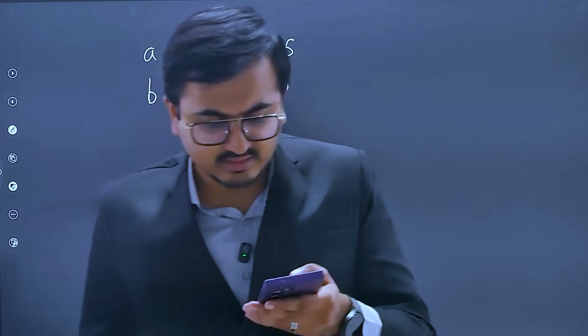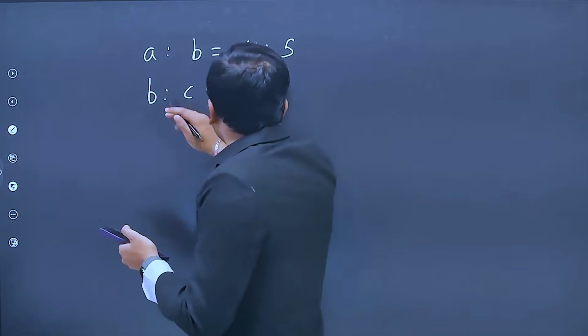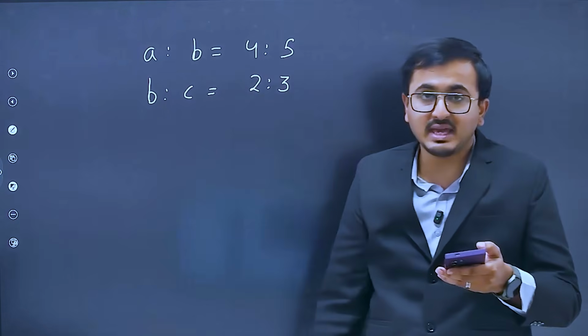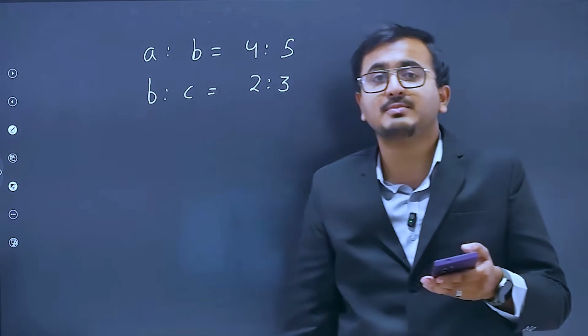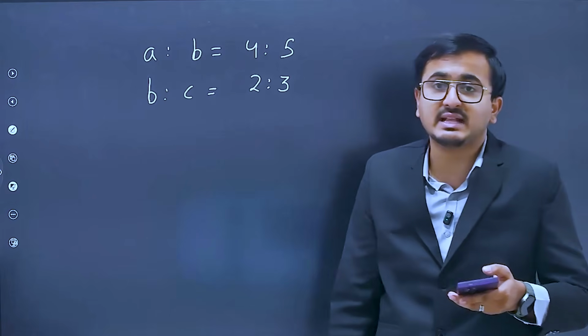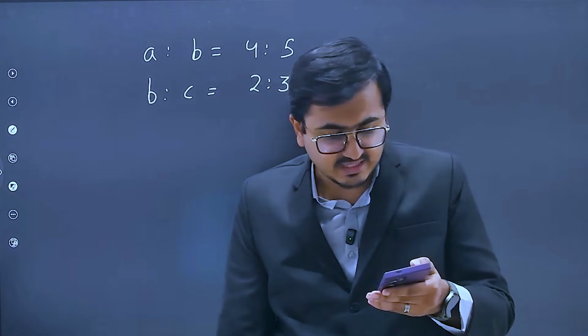Someone asked a beautiful question. Which is common? B. Correct. B is common, so I have to make my B same. How can I make my B same? By finding the LCM of 5 and 2.